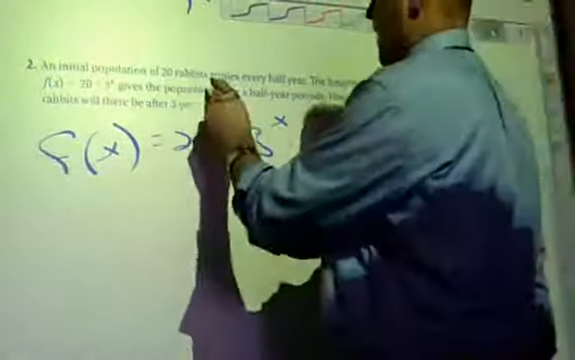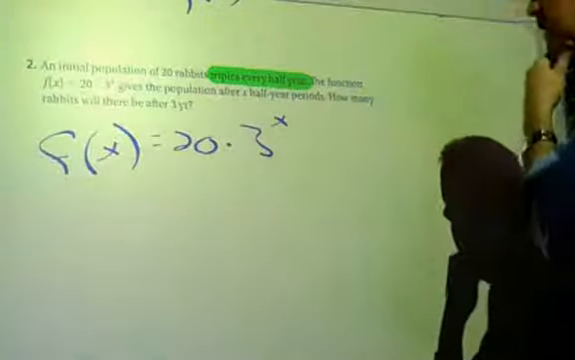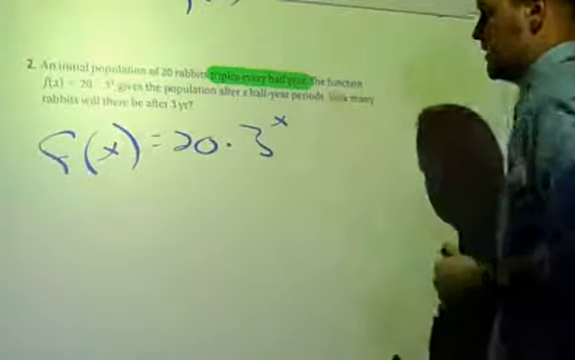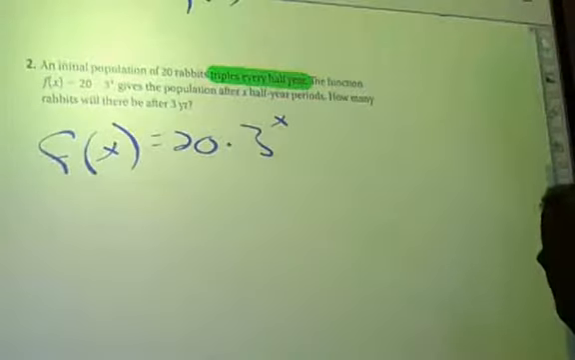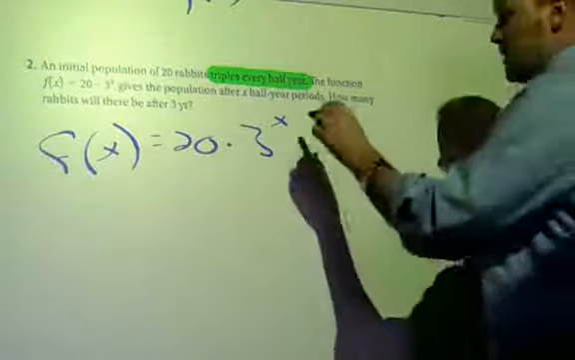Initial population of 20 rabbits triples every half year. Okay, triples every half year. So that means x is going to stand for every half year. Function, they gave me the function. I already pulled that part out. Gives you population after x half year periods. Okay, so x is standing for half years.